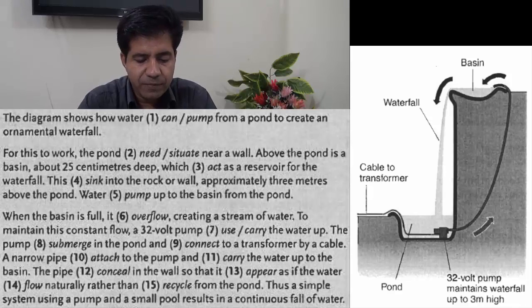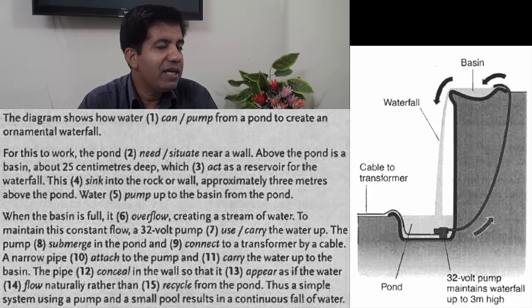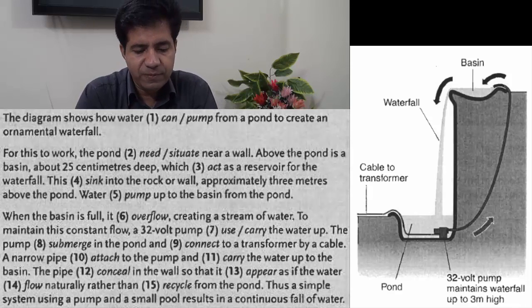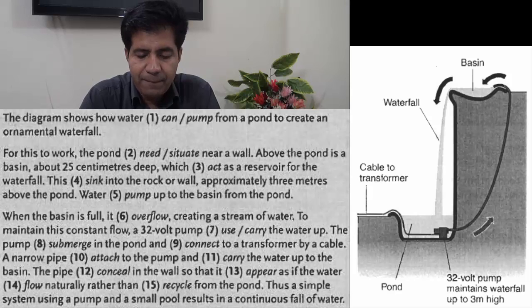Pump is submerged in the pond and connected. Only connected, and is connected. Passive voice, because in the previous one you used passive voice. Pump is submerged in the pond and is connected to a transformer by a cable. A narrow pipe is attached. Again passive voice. Now you can understand for a diagram you have to use a lot of passive voice. A narrow pipe is attached to the pump and carries the water.